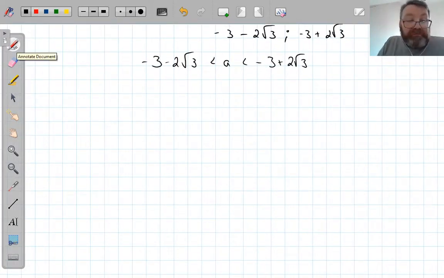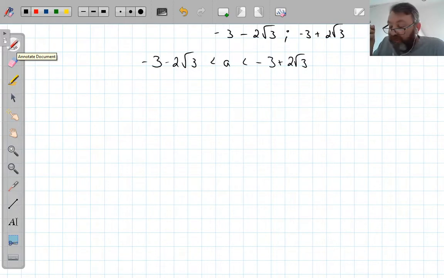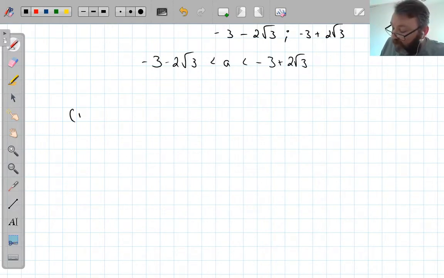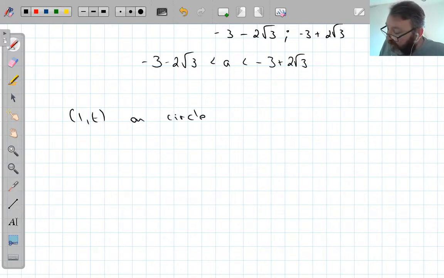Number 14 says find the value, so again just one value of t such that (1, t) lies on the circle. Now if you're asked for one value, that means you only have to come up with a linear equation in t. So t is your focus, okay? So number 14, here's what we get. We're told that the point (1, t) lies on the circle. See that? It's on the circle.